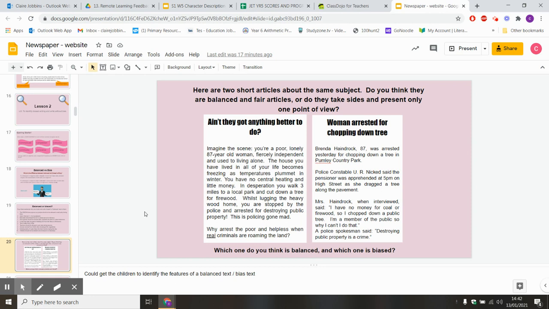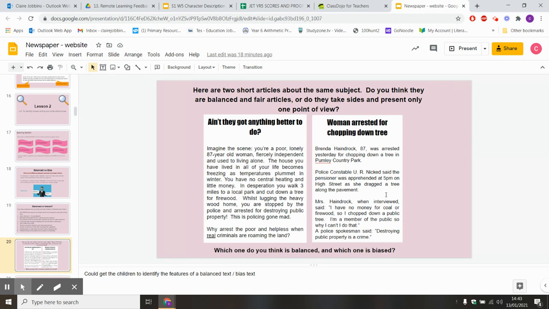Can you write down on your piece of paper, is 1 balanced or biased, and can you explain why? That's your point, your evidence, and your explanation, please. And then can you take a look at number 2? Is it balanced or biased? And can you please, on your piece of paper, using your P, write in full sentences why you think it is that? What evidence is there in the text to explain your point of view? Please pause this video for the activity and then come back to it. Good luck.